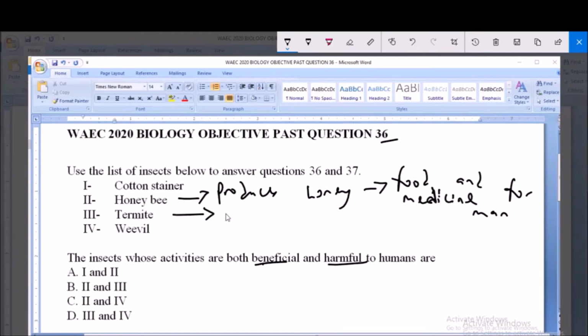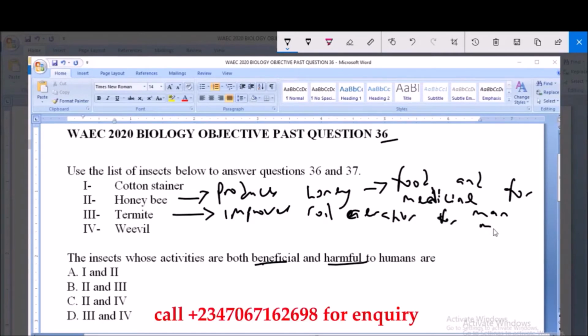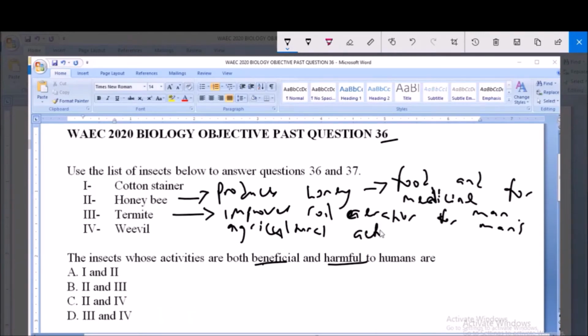The termite also has benefits as it improves soil aeration for man's agricultural activities, and in some places termites are used as food. They are eaten, so it is both beneficial and harmful because they are plant pests.